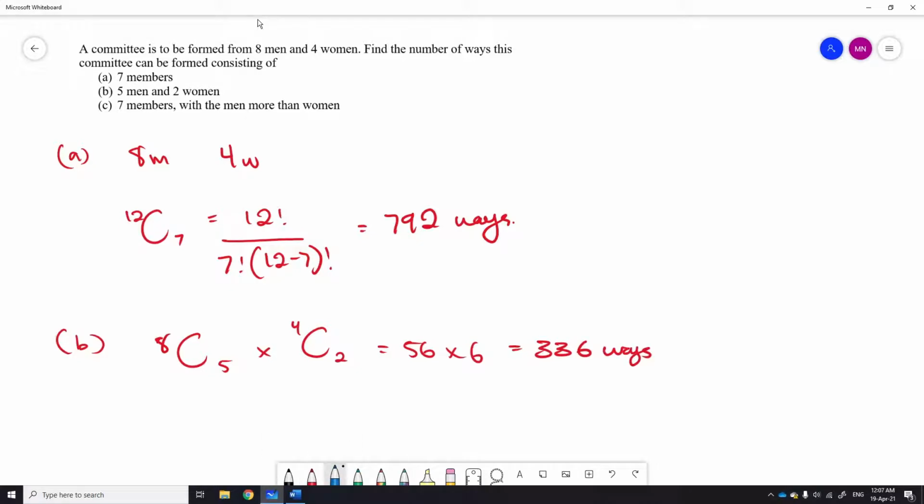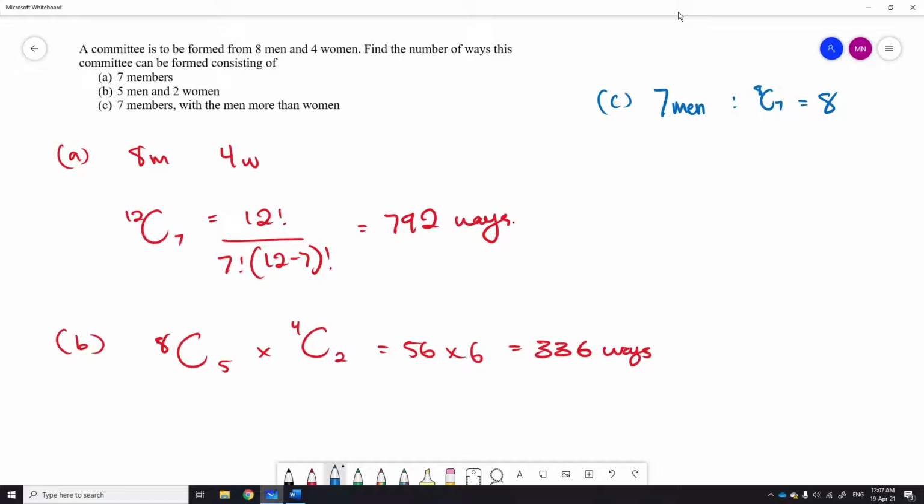Okay, then C, 7 members with more men than women. Since we want men more than women, it could be that all of the 7 members are men. So when all of the 7 members are men, that will be 8C7, selected from the total number of men. So we have here equal to 8.